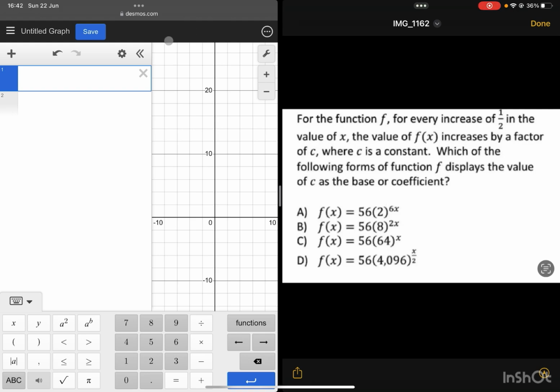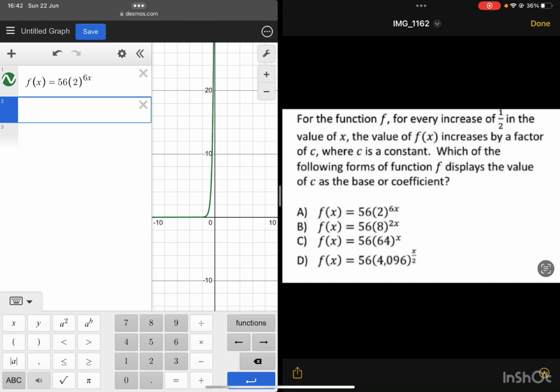So what we have to do, I'll just put letter A. You can basically put any option, but I'm going to choose A, which is 56 times 2 to the power of 6x. Remember to put f(x) before that.